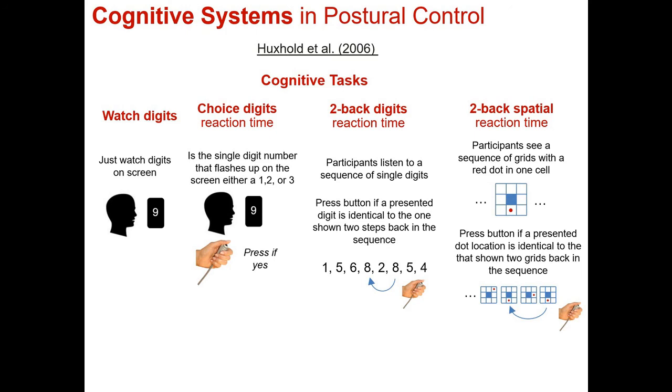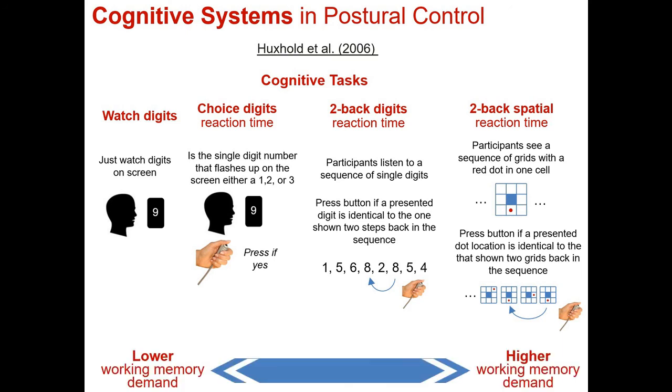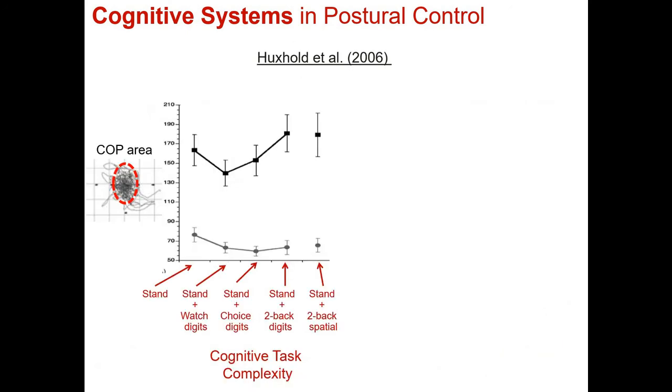As we move from left to right across these 4 tasks, we see an increase in the cognitive task demands. On the left side, we have much lower working memory demands, and on the right side, we have much higher working memory demands. Let's look at how these tasks influenced balance.